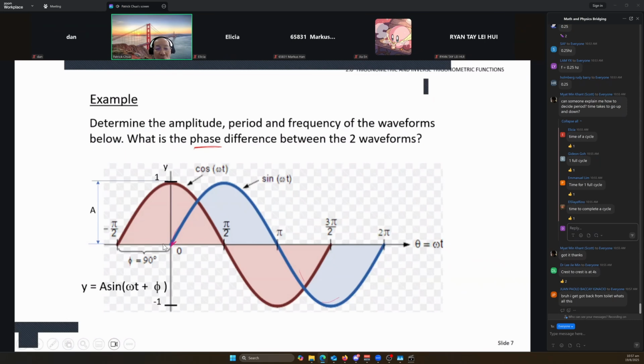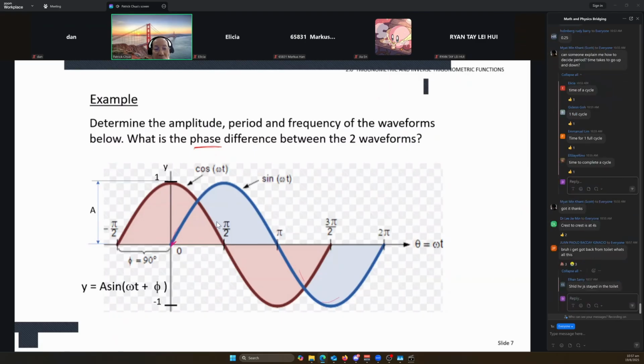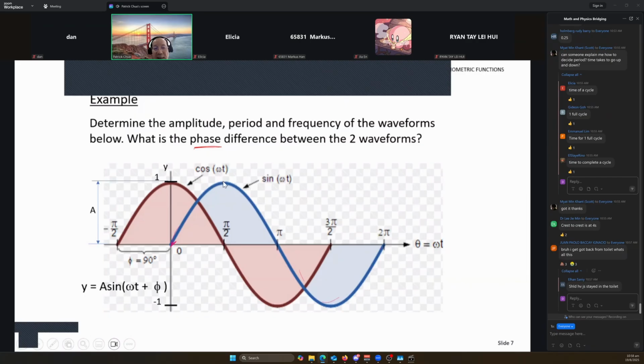In other words, the cosine waveform reaches 1 earlier than the sine waveform. The sine waveform reaches 1 later than the cosine waveform. By how much? By an angle of pi over 2, by 90 degrees. So we see the cosine waveform leads the sine waveform by 90 degrees.